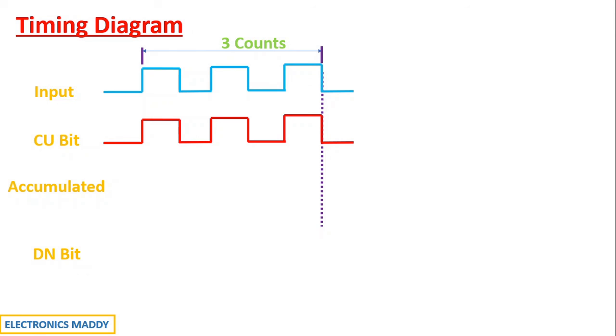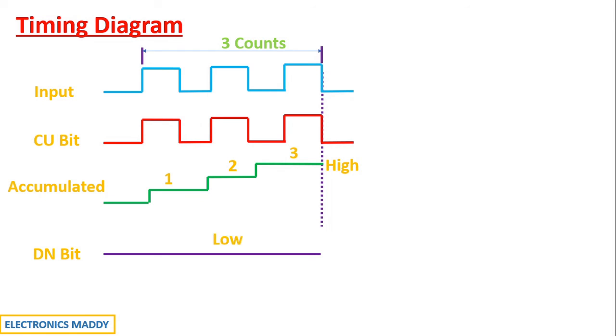And what happens to the accumulated value? In each of these count scenarios, it was just counting the values, isn't it? So once a count of 3 is reached, it goes to high state. What happens to the done bit then? Once the accumulated value is equal to the preset value, that is after 3, it goes to high state in this particular fashion.